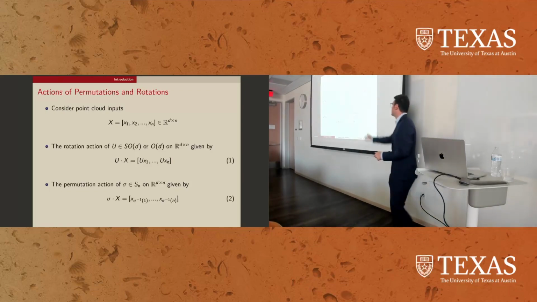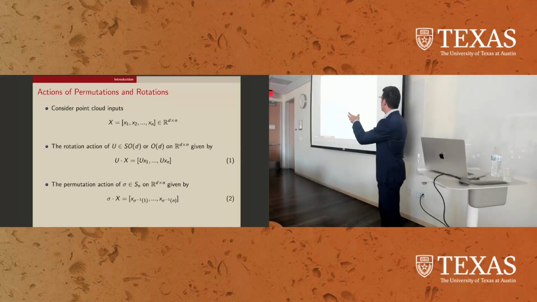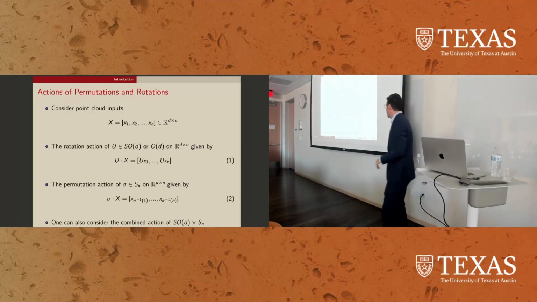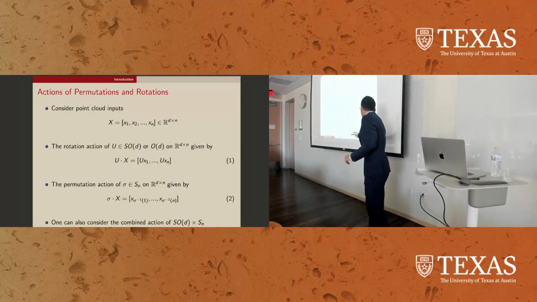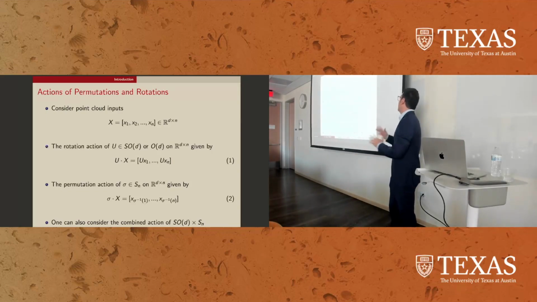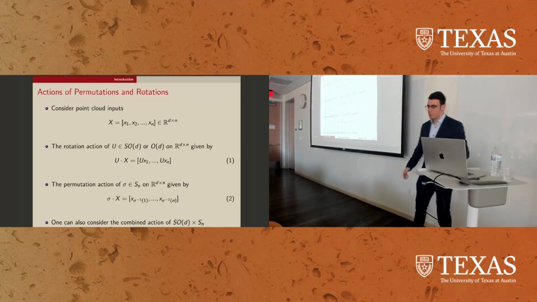And these are the three actions I'm going to consider going forward in the talk: d by n point clouds with the actions of permutations, rotations, or orthogonal transformations. And you can combine these and consider the simultaneous action of permutation and rotation or orthogonal transformation. And these actions commute, so this would be the action of the product group. We're not going to talk about this, but it's not too difficult to go from what I'll present to that, but just to mention that that's possible.